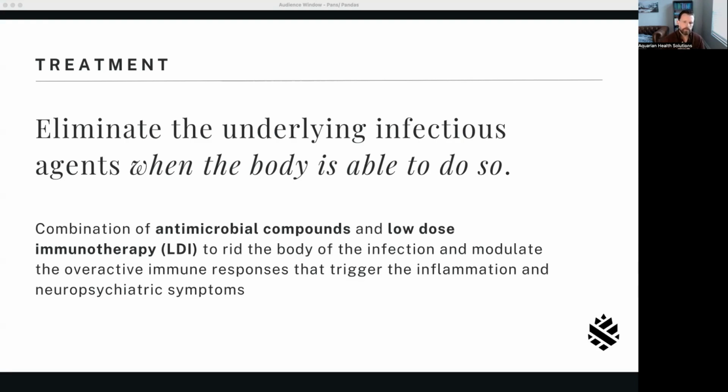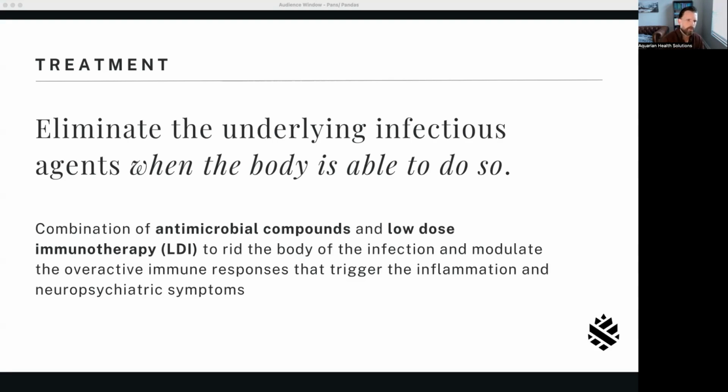And for us in our office, when it comes to PANS and PANDAS, we use a combination of antimicrobial compounds, different herbs and vitamins and minerals, and low-dose immunotherapy to, one, rid the body of the infection itself, whether it be from strep, whether it be from Lyme, whether it be from mold, and modulate the overactive immune system responses that trigger the inflammation and neuropsychiatric symptoms.